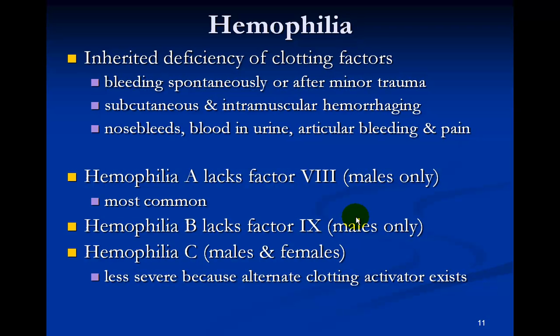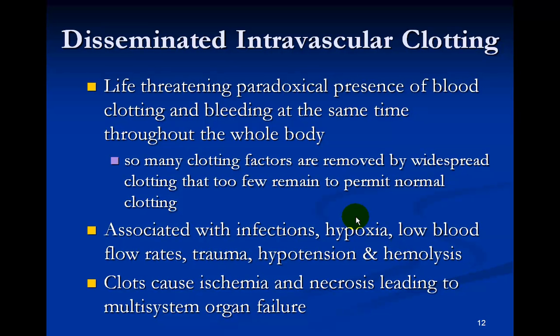Hemophilia B is somebody that lacks clotting factor number 9. Affects males only, and I didn't say that about hemophilia A. That affects males only. Hemophilia C is much less severe. It affects males and females, and it's less severe because there are alternative clotting factors that exist. Disseminated intravascular clotting.